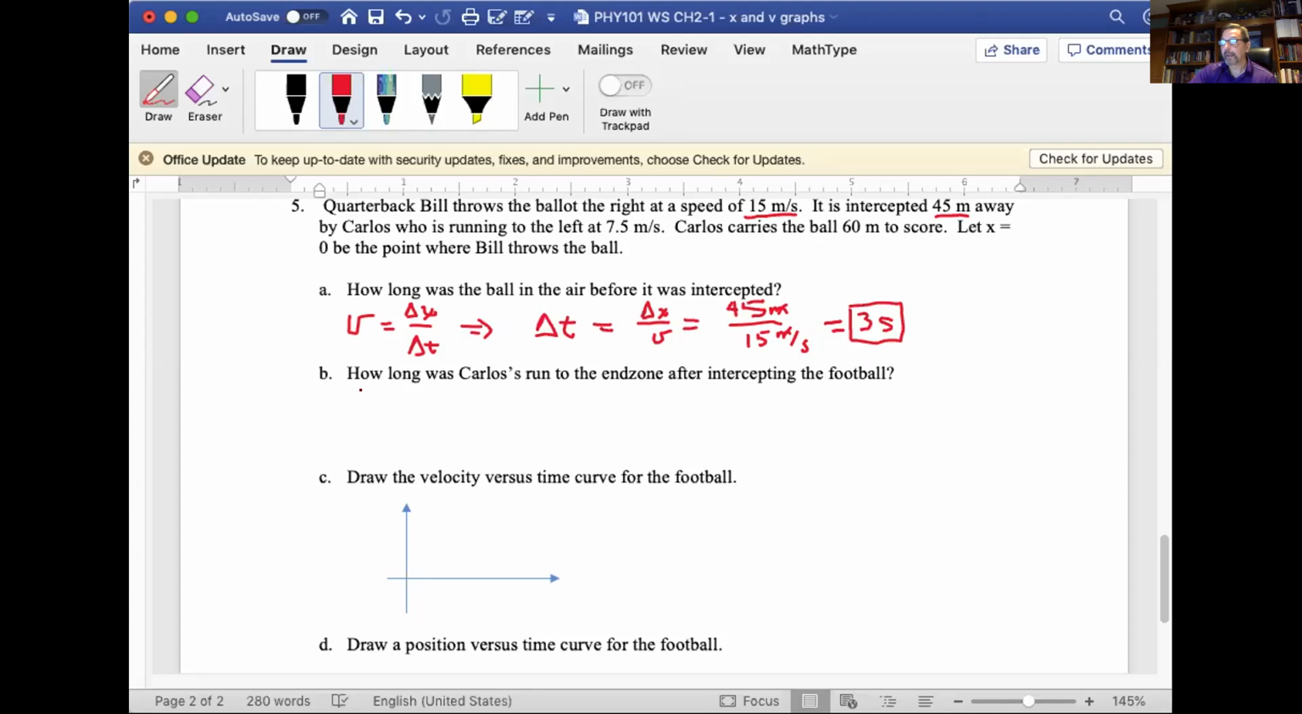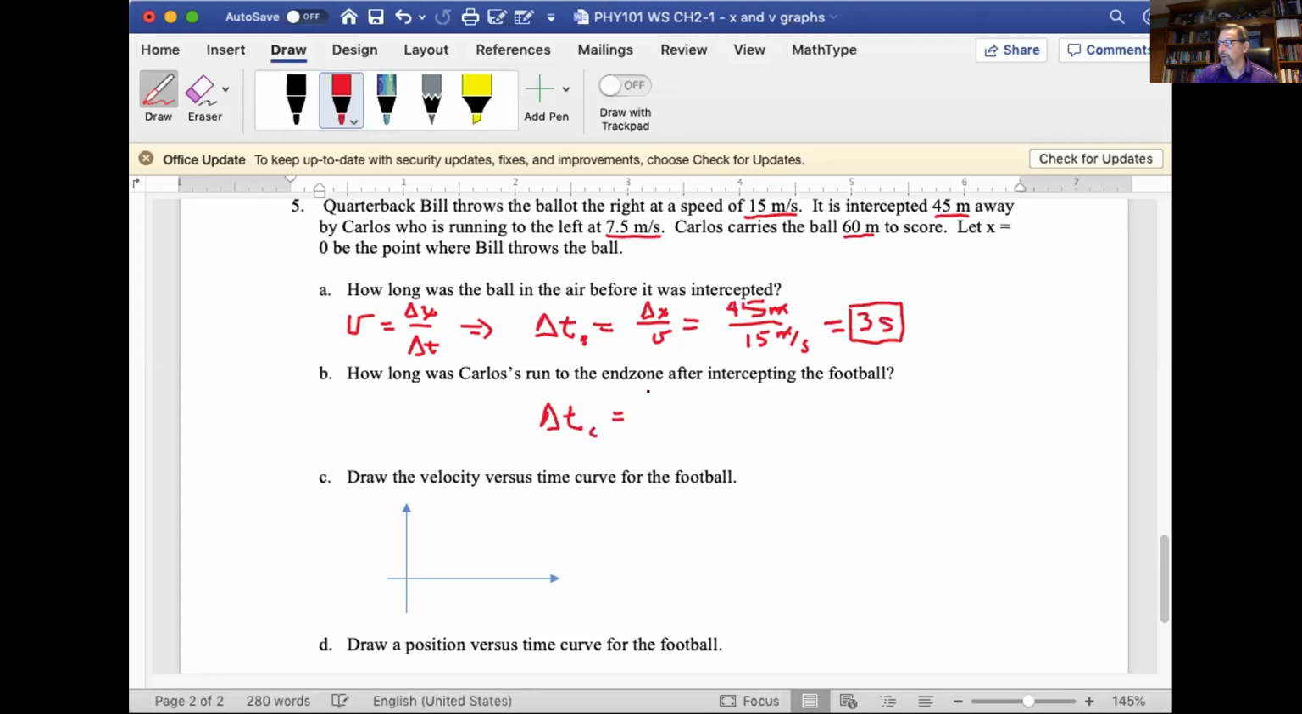You can do it. And then how long does Carlos run to the end zone after intercepting the football? He carries the ball 60 meters to score, and his speed is 7.5 meters per second. Exactly the same calculation. I'm going to call this Bill. I guess that's the time for Bill to throw the ball. This is the time for Carlos to run.